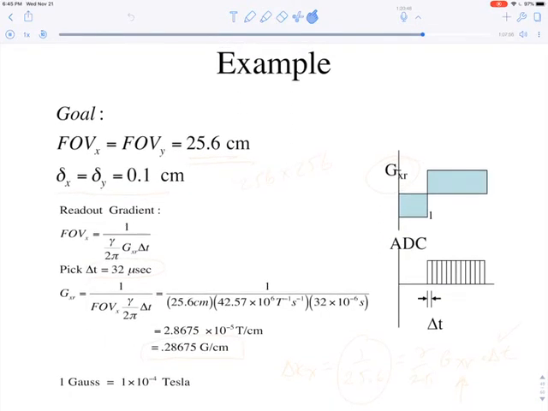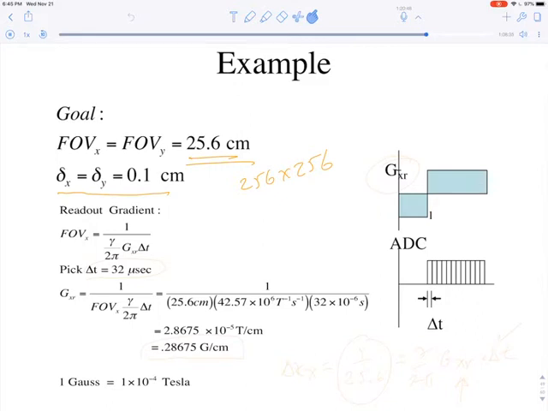So here's a real-life example. Let's say the field of view is 25.6 centimeters, which is a good field of view for a human head. If you need a bigger field of view for a human head, that is probably very unusual. And let's say that the resolution is delta x equals 0.1 centimeters in both x and y directions. So what's the matrix size here? How many voxels do I have in each direction? Right, 256 by 256. So this is going to be a 256 by 256 image that I want to create.